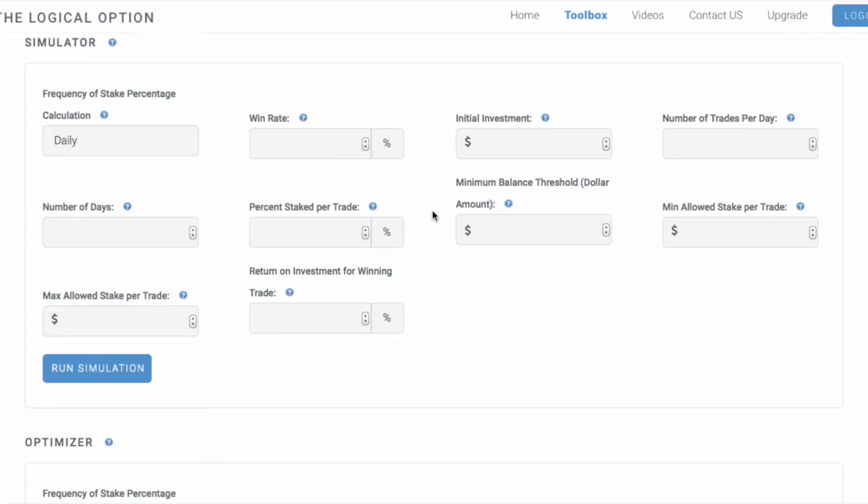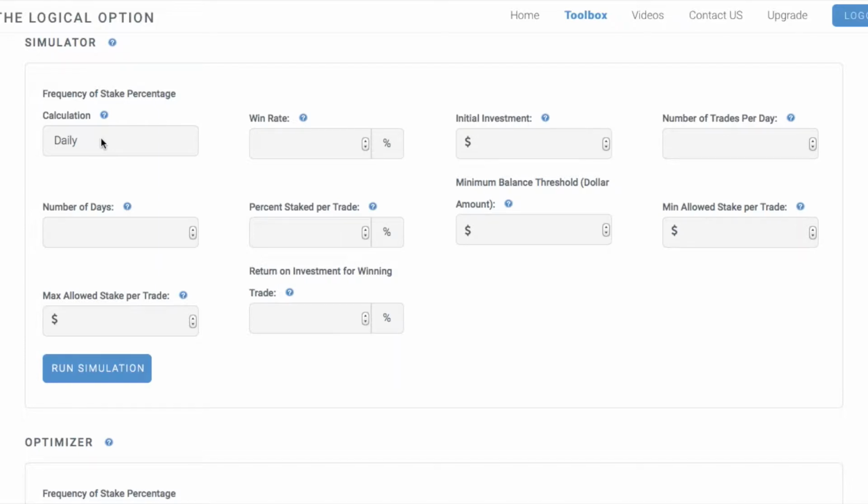Hi guys, in this video I'm going to walk you through how to use the simulator. Here is the simulator tool that is available in your toolbox for silver and gold members of the logical option. I'm going to walk you through a few examples so you can see how best to use this, so that then you can take and apply your own configuration and get some results to help you in your binary options trading.